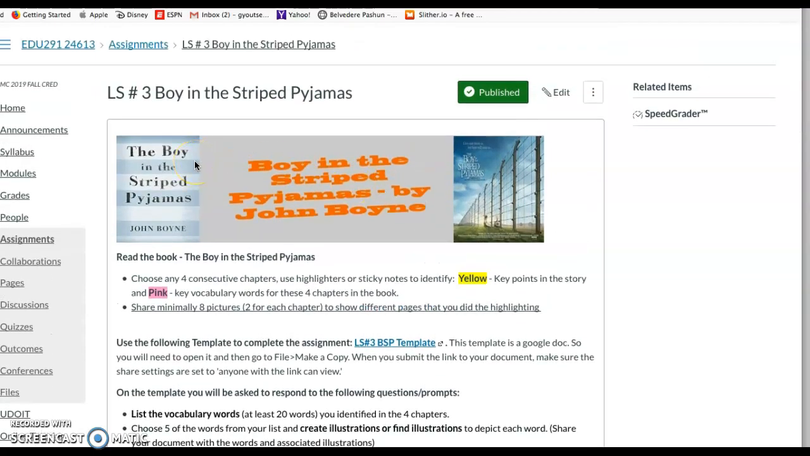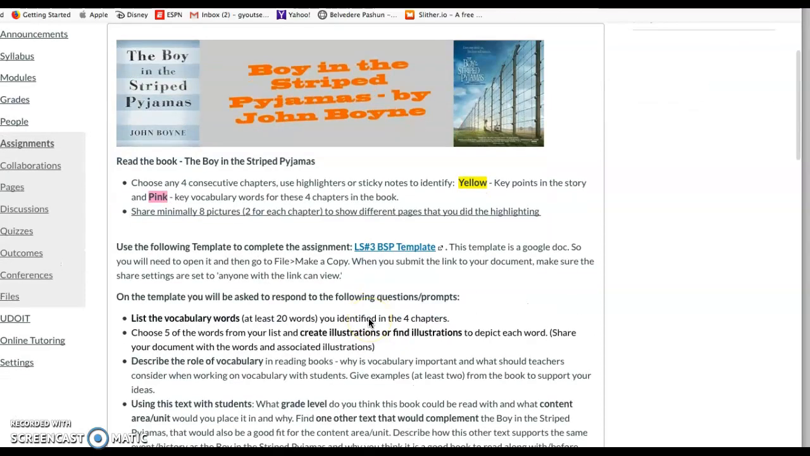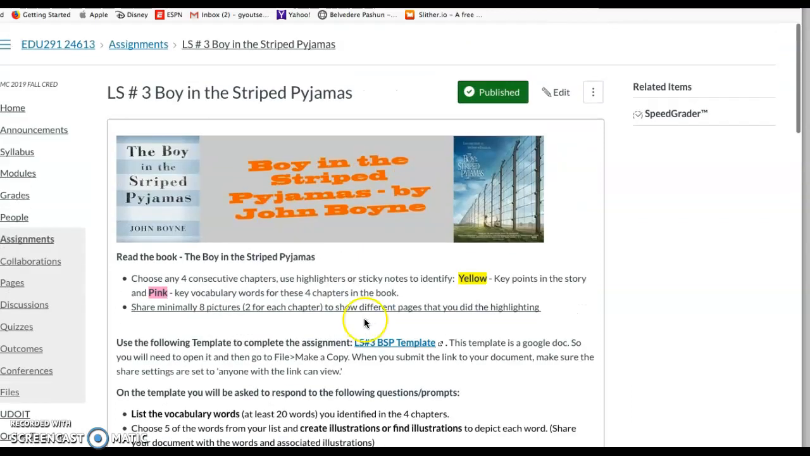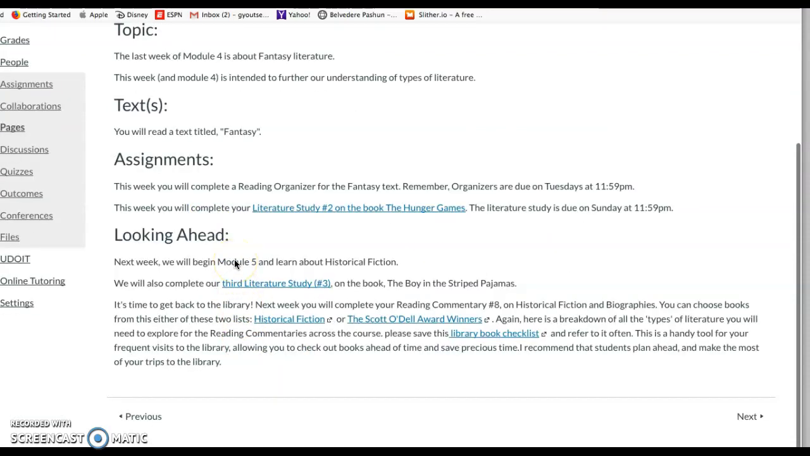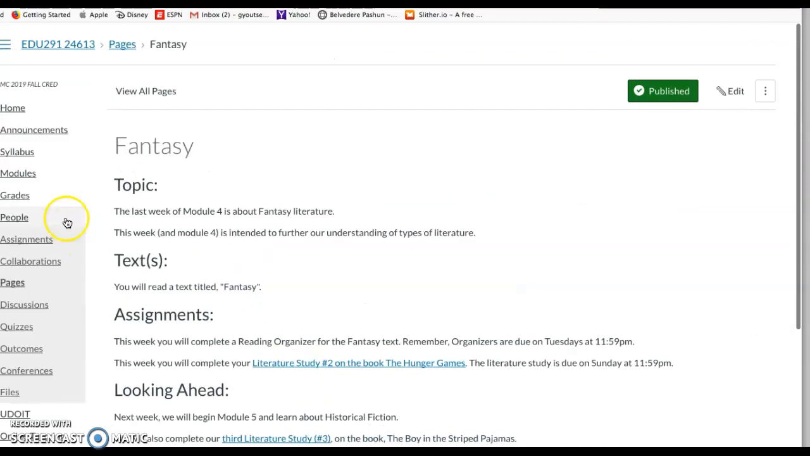So I know it's hard, you're just completing your literature study for Hunger Games, but you do need to be thinking ahead to Boy in the Striped Pajamas. You need a physical copy of this book in order to complete the assignment. So as we know, just look ahead, always be planning ahead, and then you will avoid all the last minute panic that can ensue when we don't look ahead.